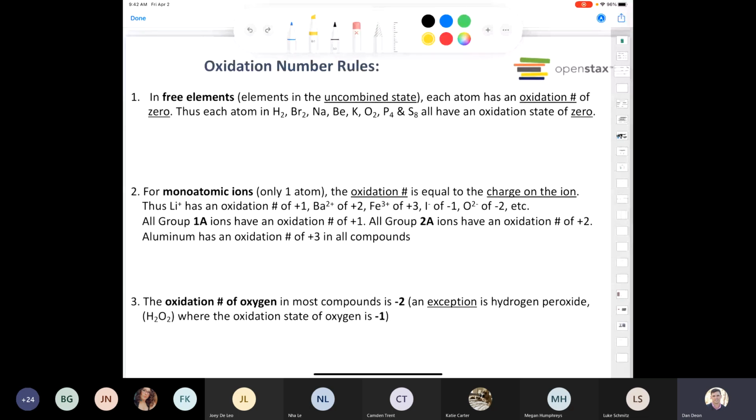You need to know the diatomic elements: have no fear of ice cold beer.